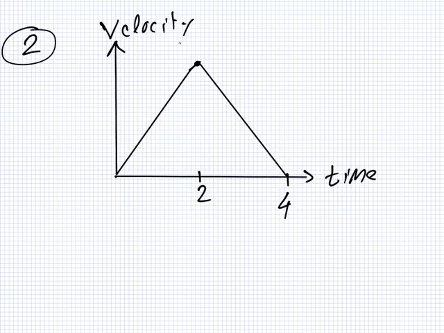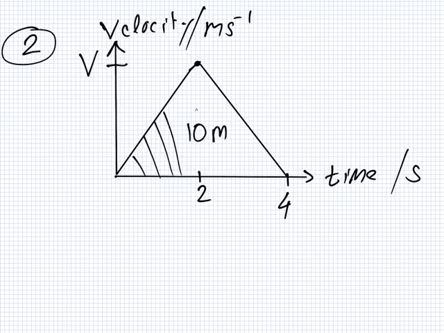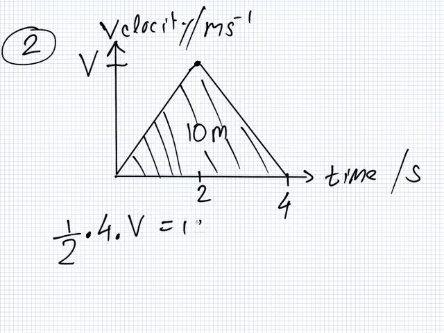We help all the time. There you go. What is the maximum speed? Yeah, which is this speed here. And what's the distance traveled? 10 meters. So you know that the area is 10 meters. So a half the base by the height should equal 10. So 2v should equal 10. So v should equal 5 meters per second.